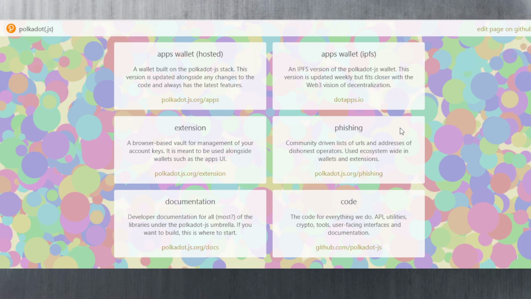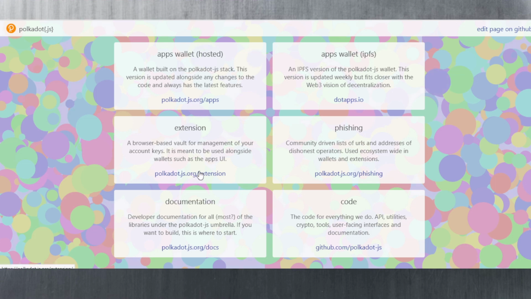Let's kick things off straight away. As you can see, we are on the Polkadot JS.org website, and you've got different options available to you here. One of them is the apps, which is the official web wallet, and then you've got the extension. The first thing you need to do is download this browser extension, because you need it in order to interact with many of the dApps that are part of the Polkadot and Kusama ecosystems.